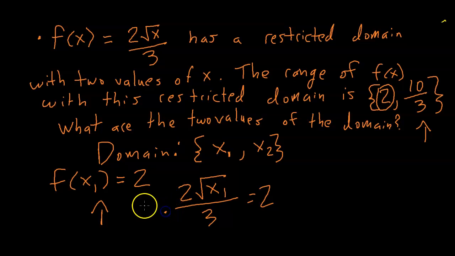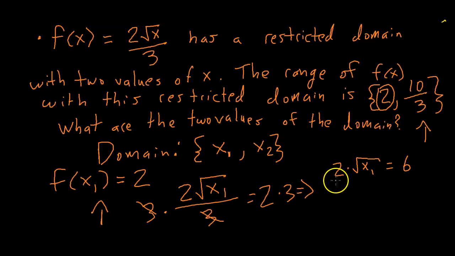We can start by multiplying by 3 on both sides, right? What are we going to get as a result of that? What's left on the left-hand side is 2 times the square root of x sub 1 equals 6, right? And what should be our next step? Well, let's divide both sides by 2, right? So finally, this factor of 2 will cancel out, and we'll have the square root of x sub 1 equals 6 divided by 2 is 3, right?